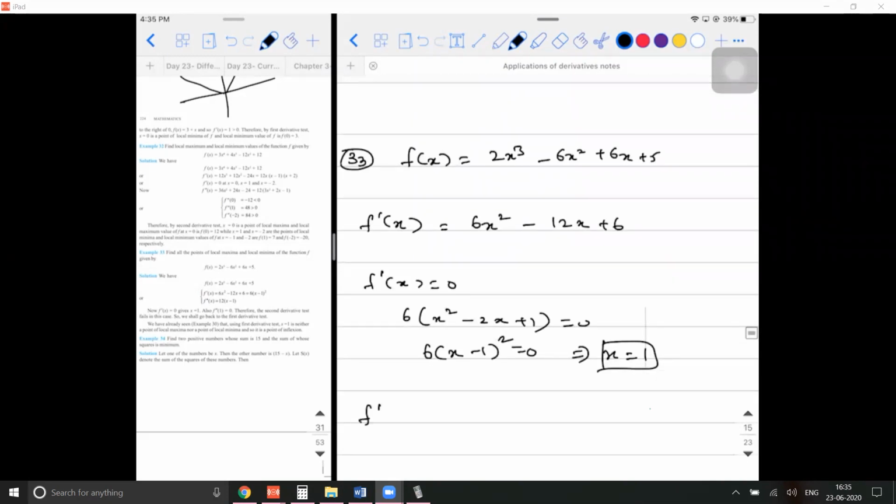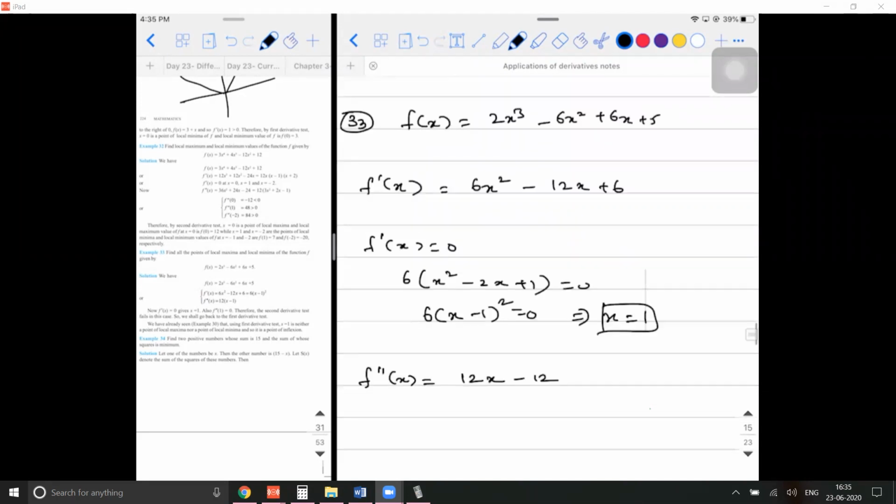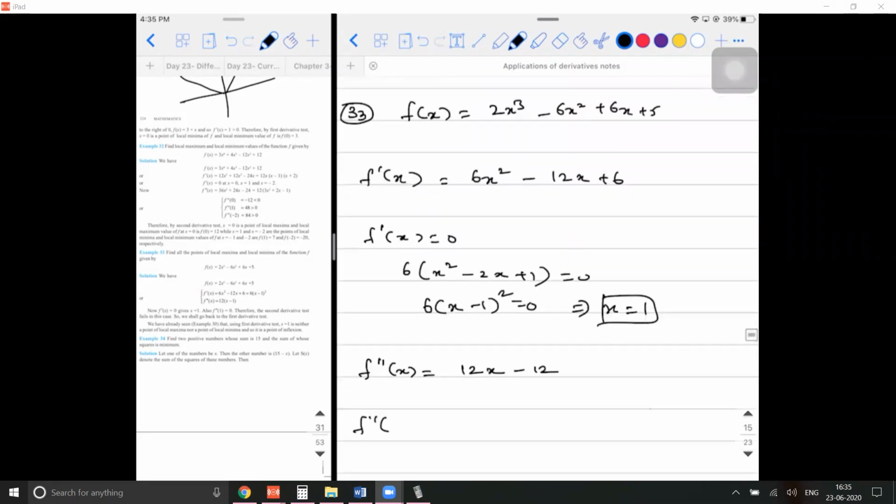Now I am checking that. Yes, it is a point of inflection. If I do f double dash of x, then it will be 12x minus 12. Now I need to check what is f double dash of this point 1. That will be 12 minus 12, and it is coming out to be 0. If f double dash of 1 is also 0, then that point will be the point of inflection. If the point has to be maximum or minimum, it should be any value other than 0.